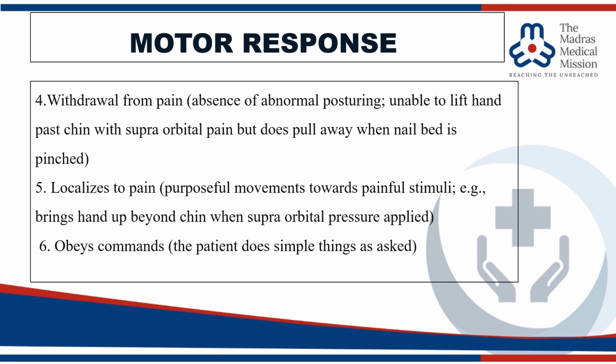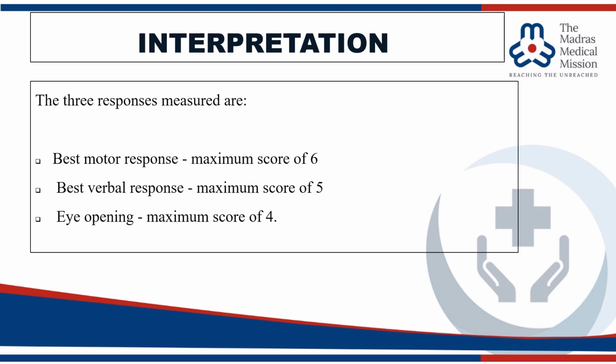And score 6 will be given to obeys commands. That is, the patient has normal responses and does the simple things that we ask. So this is about the motor response. Coming to the interpretation of the GCS scale, three responses are measured. The best motor response will be given a maximum score of 6, the best verbal response a maximum score of 5, and the best eye opening a maximum score of 4. So the total score will be 15.